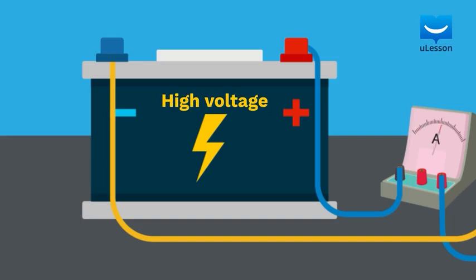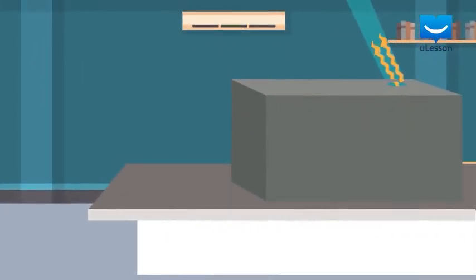And finally, we'll wrap this whole thing in a material like lead and leave an opening only where we need the X-rays to come through. And that is how X-rays are produced.